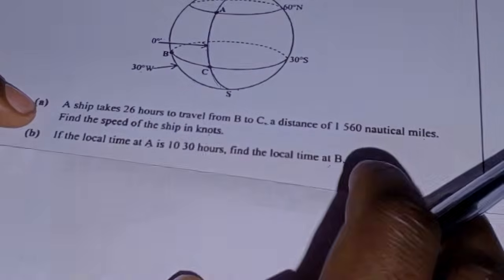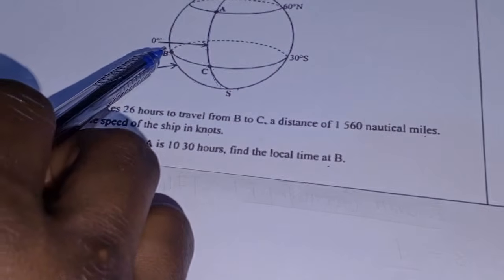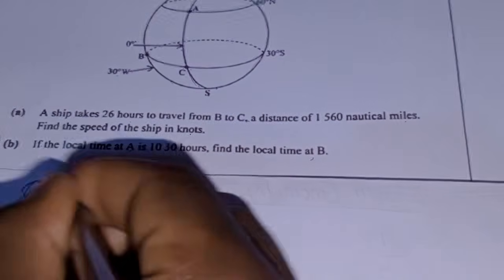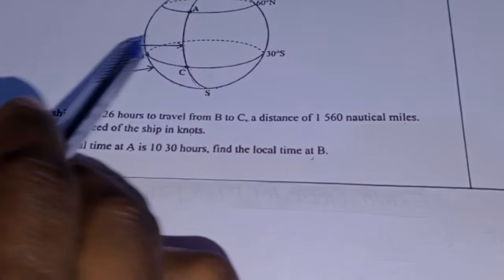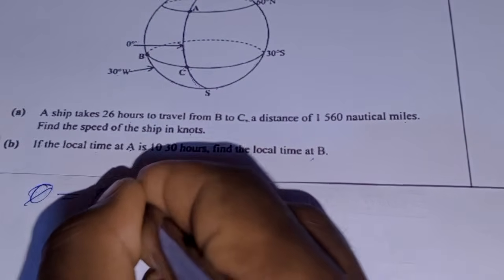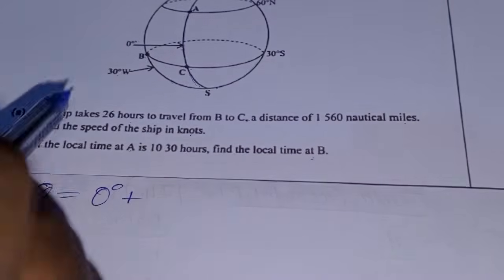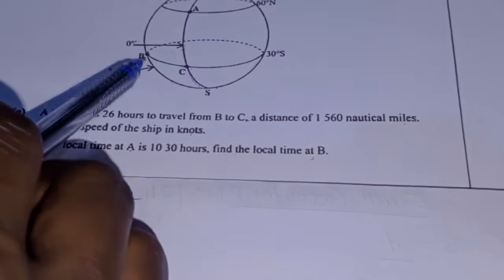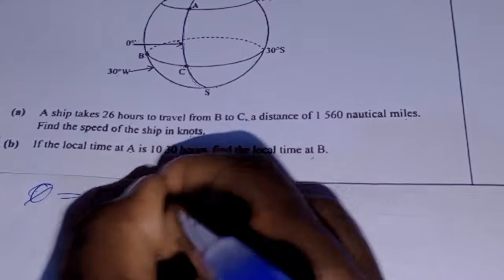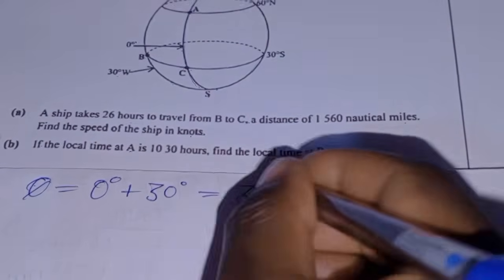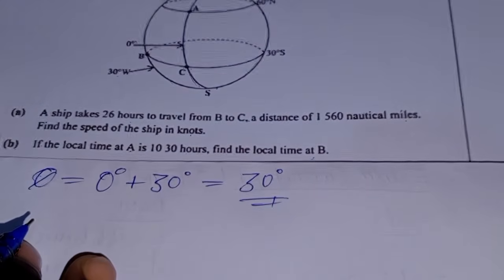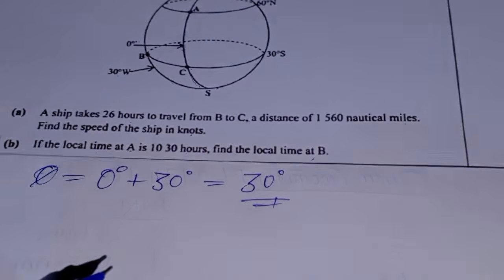Now, to calculate the local time at B, the first thing we are going to find is theta, or rather the angle. When we are calculating the time, we always use longitudes. So we ask ourselves, what is the longitude for A? The longitude for A is 0 degrees. Here you can add plus. What is the longitude for B? The longitude for B is 30 degrees. So when we add here, we get 30 degrees as the angle difference between A and B.